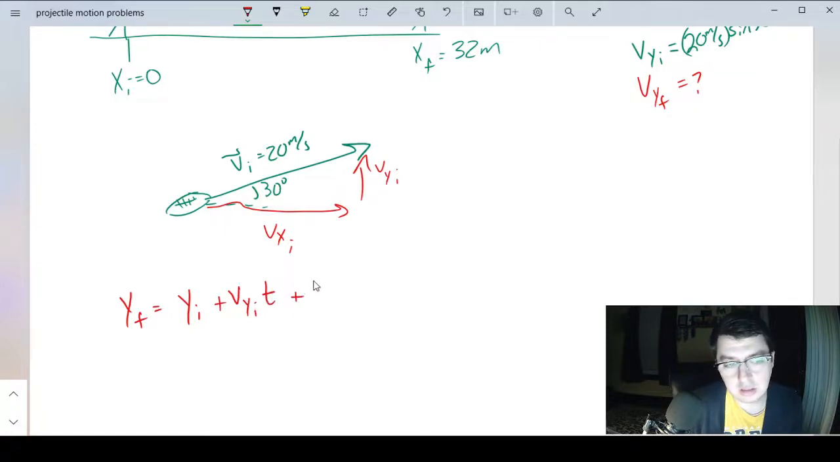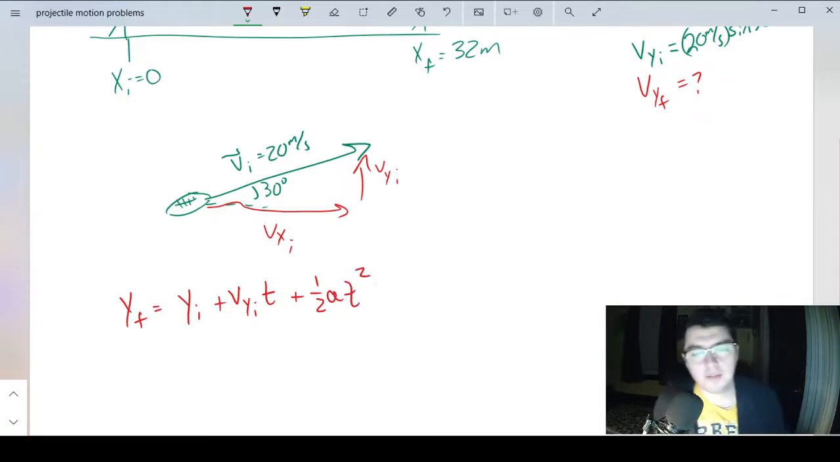We're starting to see that we've got an issue. Plus 1/2 a t squared. I have a, A in the y direction. I have my initial height, 2 meters. I have my initial velocity, 20 times the sine of 30, which ends up being, I don't know what it is, 10 meters per second. I don't have t, and I'm looking for y final.